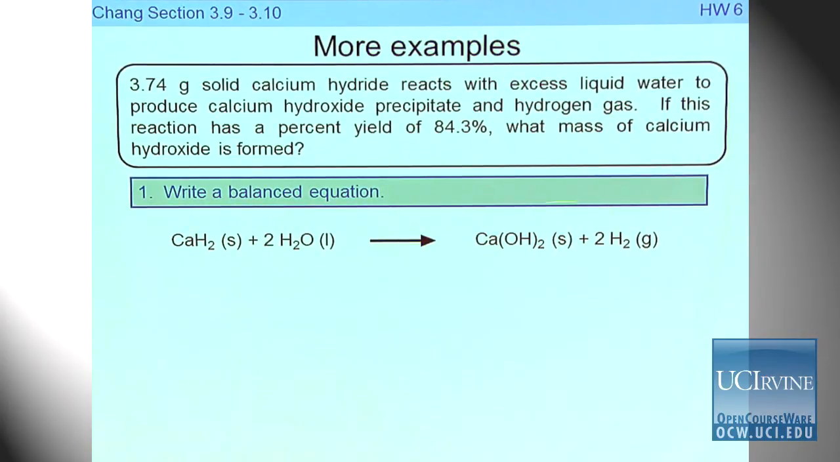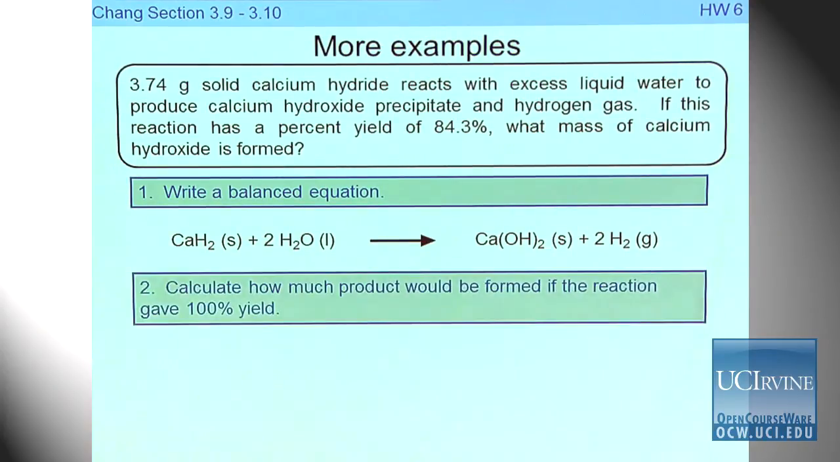And this is the product, calcium hydroxide precipitate. And this is hydrogen gas. The reaction is already balanced. You can quickly see that. The number of hydrogens is balanced on both sides. Okay, so let's assume that the yield is 100%. How much would I generate?